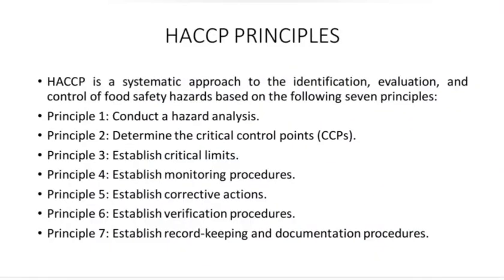There are 7 discrete activities that are necessary to establish, implement and maintain in a HACCP plan, and these are referred to as the 7 principles, as follows: conduct a hazard analysis, determine the critical control points, establish critical limits, establish monitoring procedures, establish corrective action, establish verification procedures, establish record keeping and documentation procedures.